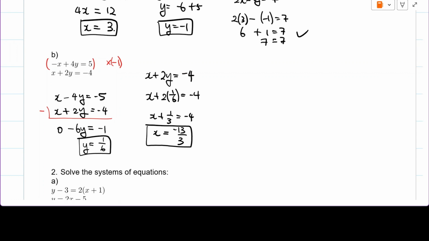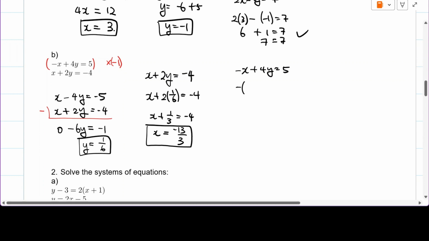Now I need to check my answer. So let's plug it into the equations. The first equation goes negative x plus 4y equals 5. That's negative of negative 13 over 3 plus 4 times 1 over 6 equals 5. So that's 13 over 3 plus 4 over 6, that's 2 over 3, equals 5. So that's 15 over 3 equals 5. So that's a check.